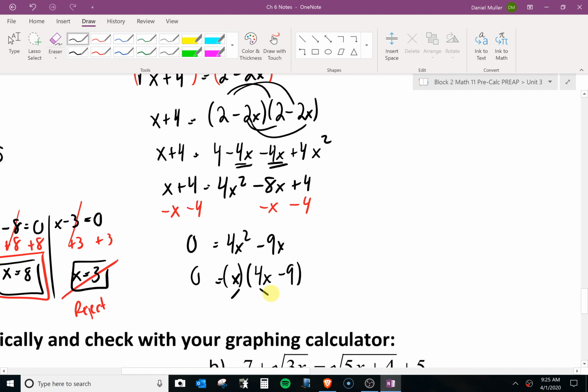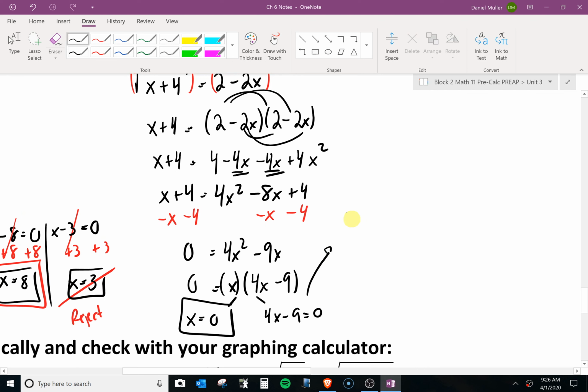And so now we can split these up. So you can have x equals 0, or you can have 4x minus 9 equals 0. And this one's already done for you, which is kind of nice. This one, however, needs to have the 9 moved over. I'll do that up here. So 4x minus 9 equals 0. So you're going to add the 9 over to there.